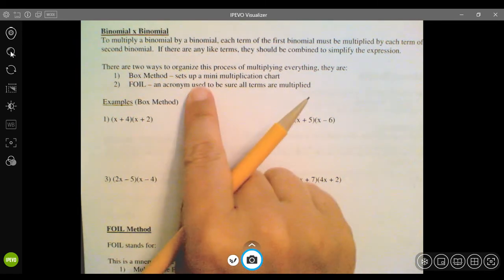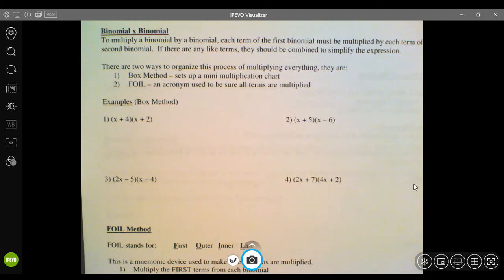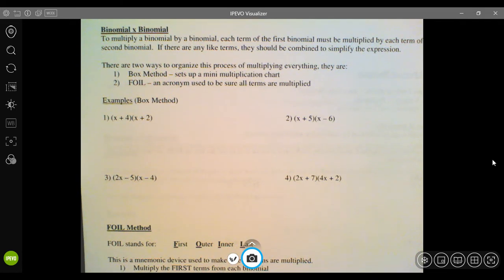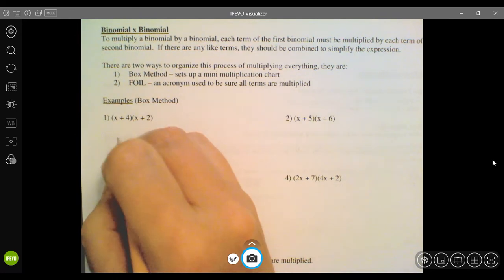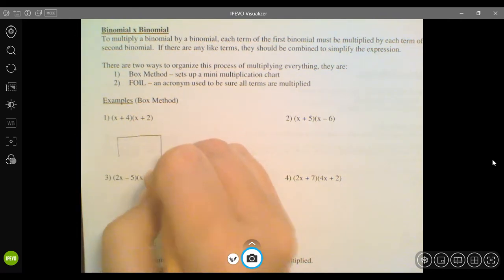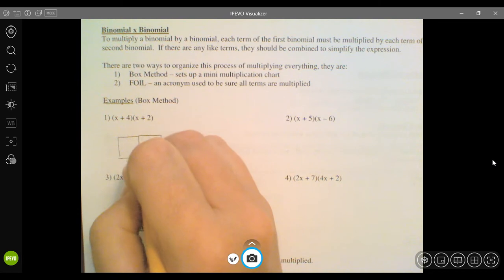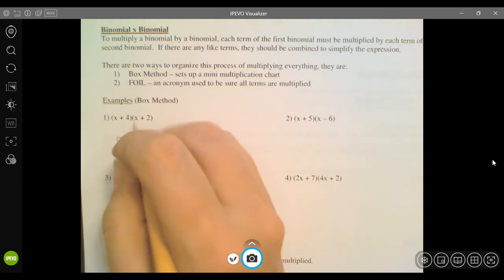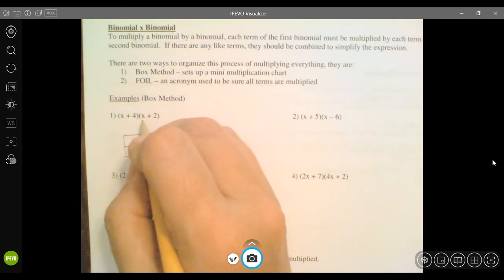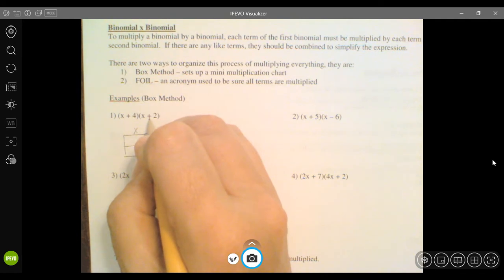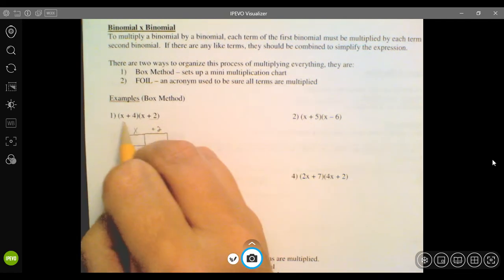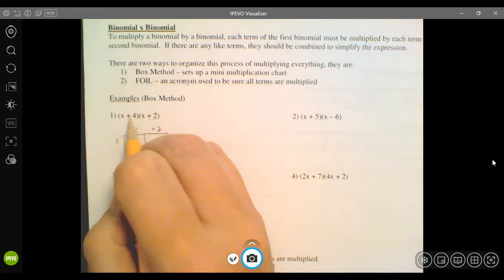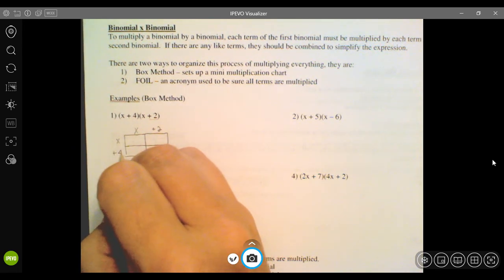So what we're going to do is set up a mini multiplication chart. I'm going to draw my little multiplication table. If you remember how it works, the stuff goes on the outside. So I'm going to put my x here, and my plus 2 will go over here. And then along the side, I'm going to put my x, and then my plus 4 goes here.